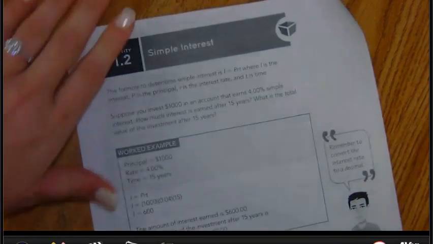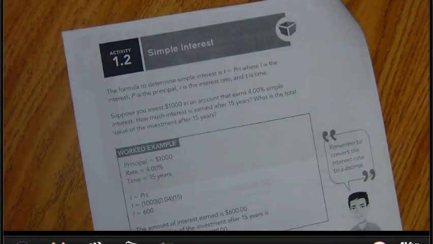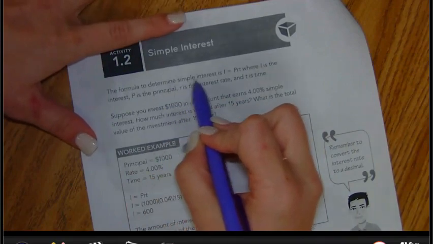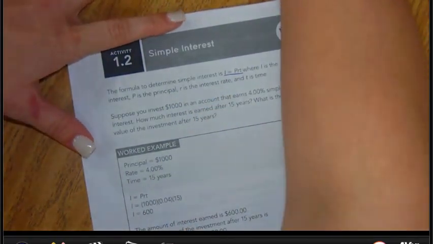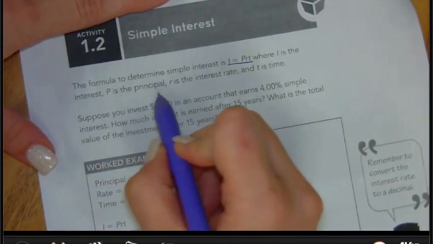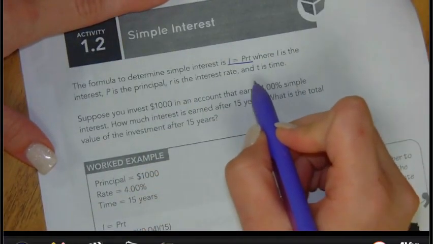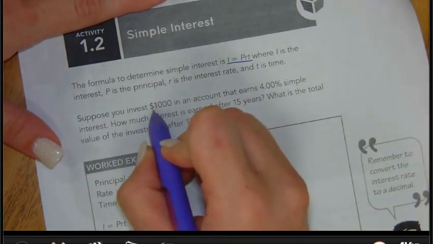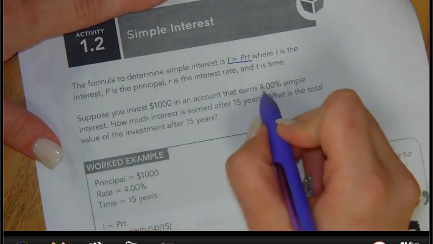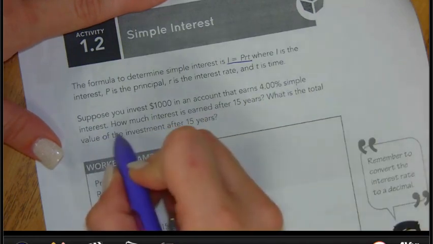Simple interest. So we've learned about simple interest, and we've also learned about compound interest. The formula to determine simple interest is this: I is equal to PRT, where I is the interest, P is the principal, R is the interest rate, and T is the time. Okay, so suppose that you invest $1,000 into an account that earns 4% simple interest.